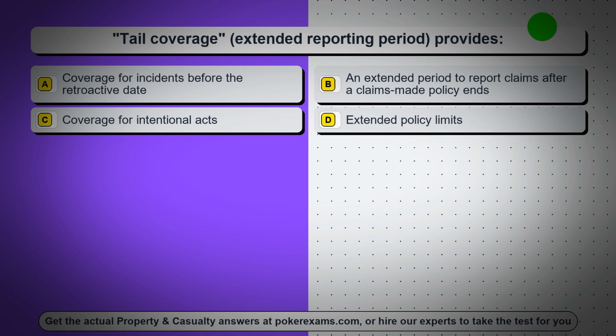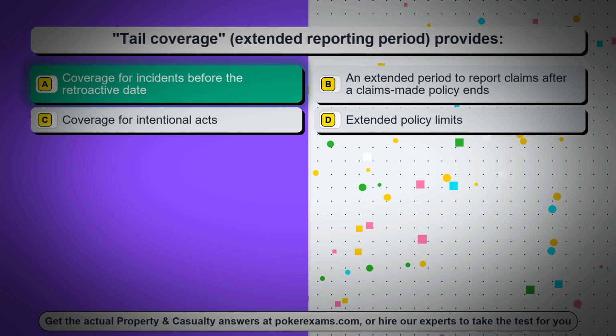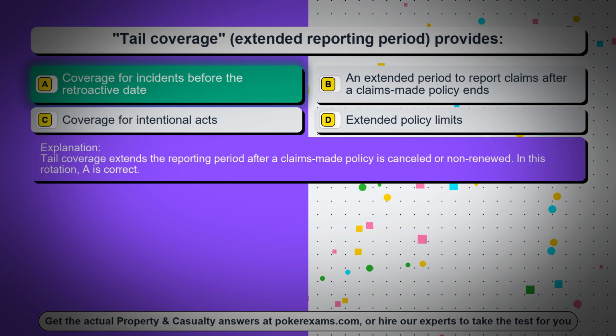Question 92. Tail coverage, extended reporting period, provides. Option A, coverage for incidents before the retroactive date. Option B, an extended period to report claims after a claims-made policy ends. Option C, coverage for intentional acts. Option D, extended policy limits. The correct answer is option A, coverage for incidents before the retroactive date. Tail coverage extends the reporting period after a claims-made policy is cancelled or non-renewed. In this rotation, A is correct.